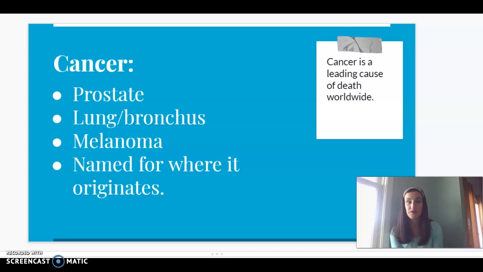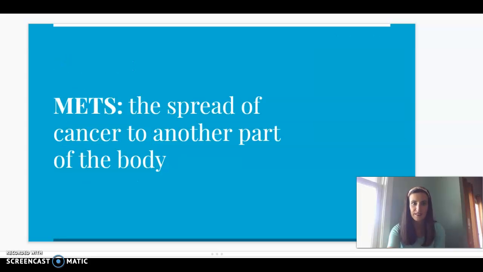The most common types of cancer, maybe not the most common because it varies by men and women, but some of the most common types would be prostate cancer, lung cancer, melanoma. People don't realize how serious melanoma is, but it is. And then just remember and keep in mind that the cancer is named for the site that it originates, okay? So we'll talk in the next slide about METs and how the cancer is named.